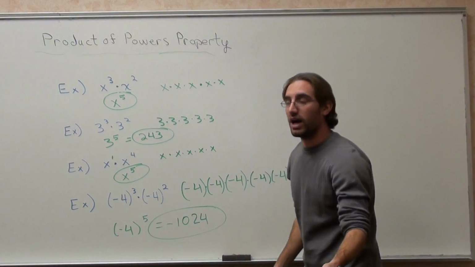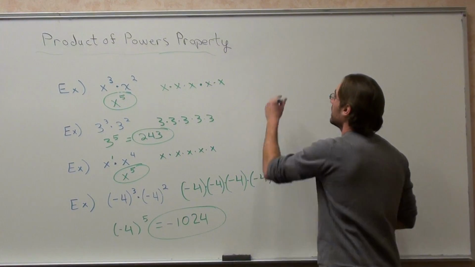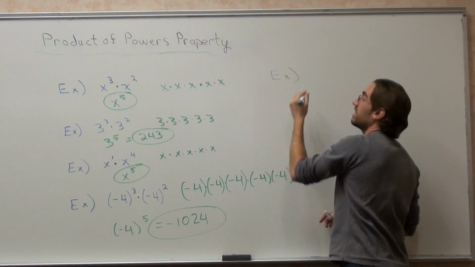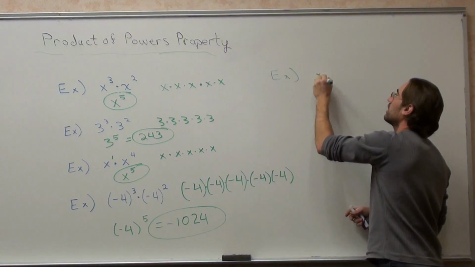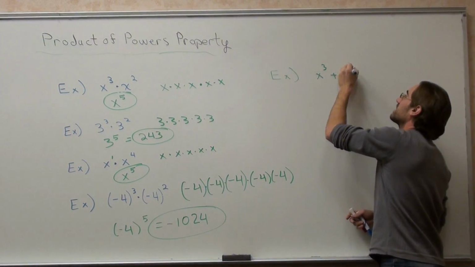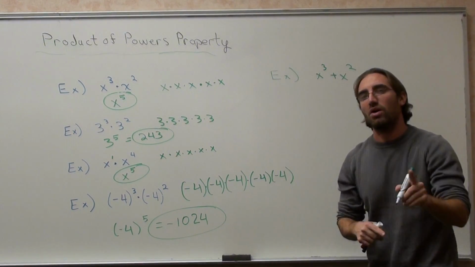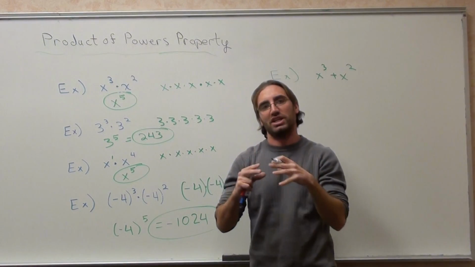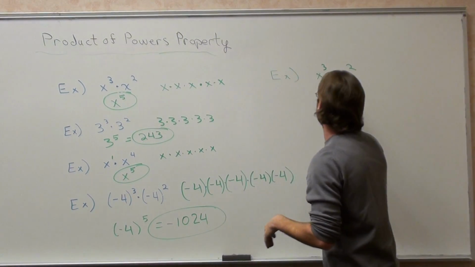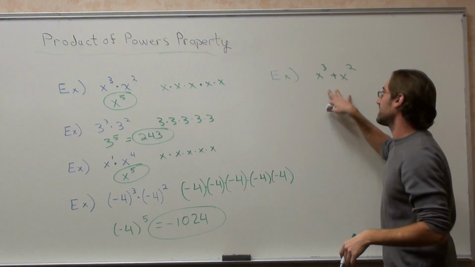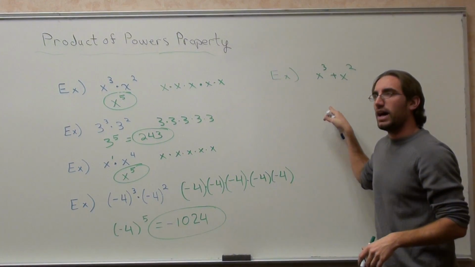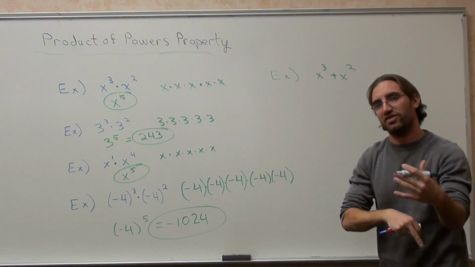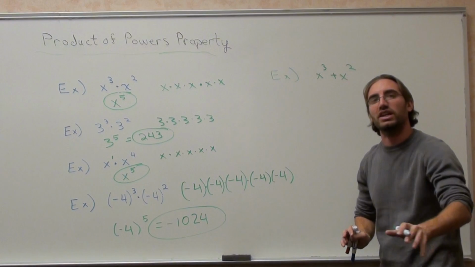Now where students get tricked is this. They see this example, x to the third plus x to the second, and they think it's x to the fifth. No, there has to be a multiplication sign in between them, not an addition. Oh, well, what is this? This is the answer. You can't simplify it. If you knew factoring, then you could factor it, but we haven't done factoring yet, so don't worry about that yet.